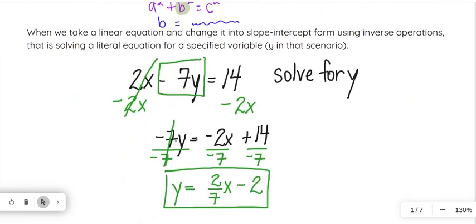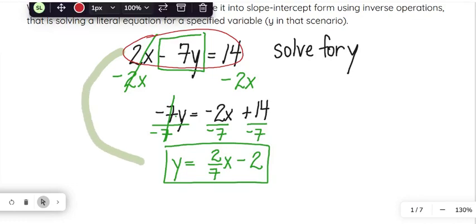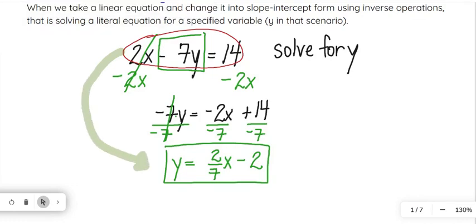I wanted to give you a quick, simple visual and relate it to something that you have done, looking at linear equations and changing linear equations into slope-intercept form. So here's an example of a basic linear equation that we might have been given, and then changing it into that y equals mx plus b slope-intercept form. That is a specific example of a literal equation.